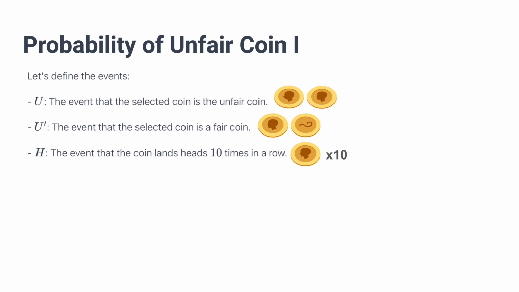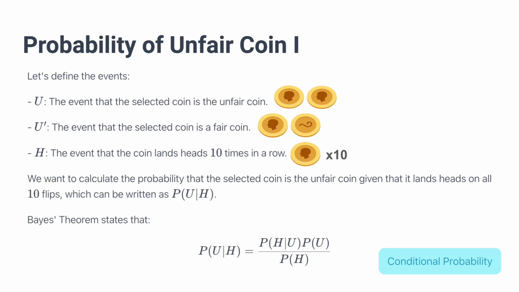Let's define the events that could occur. Let's set U to be the event that the selected coin is an unfair coin, U prime to be the event that the selected coin is a fair coin, and H being the event that we flip a coin and get heads 10 times in a row. Now, we want to calculate the probability that the coin we selected is the unfair coin given that it landed on heads 10 times. So therefore, we need to calculate the probability of U given H.